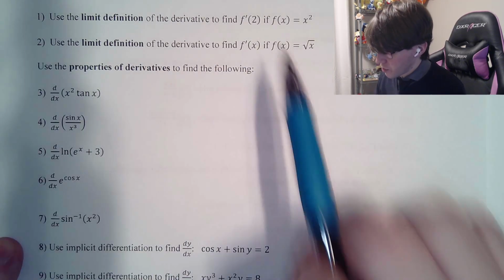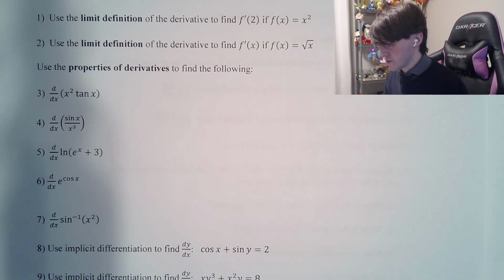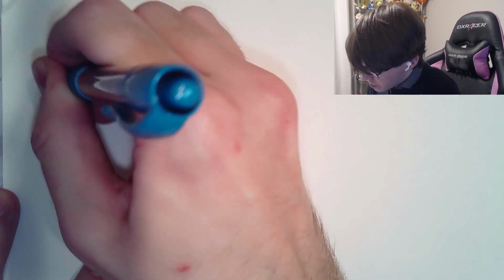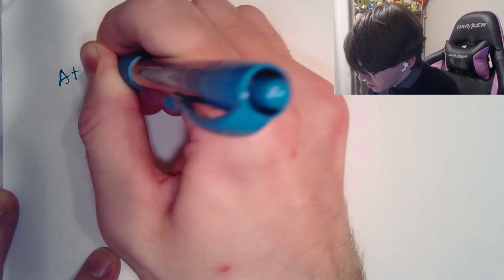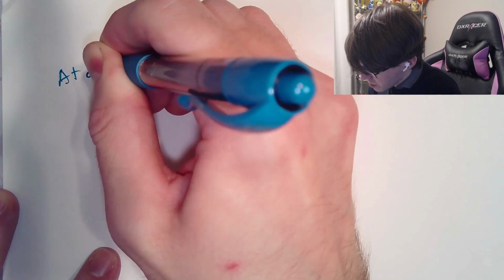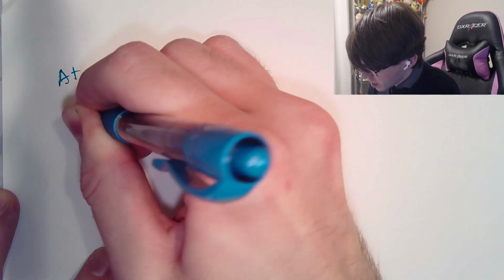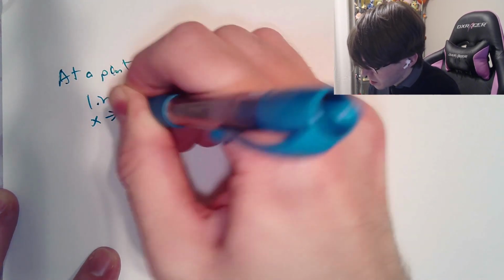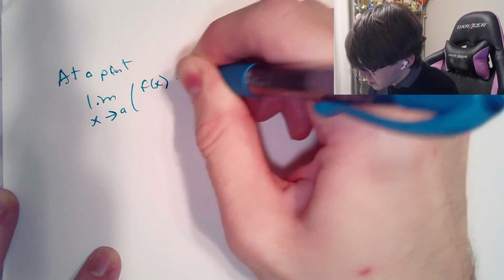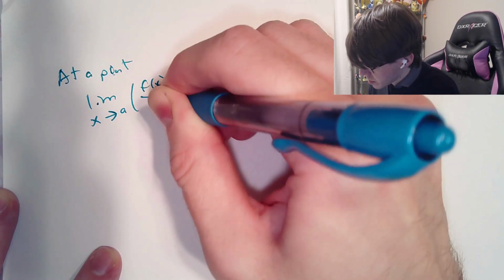So starting off with number one, using the limit definition of the derivative to find f prime of 2 if f of x equals x squared. Whenever you're doing the limit definition of the derivative at a point, so this is going to be at a point only, you are specifically going to be using the limit as x approaches a of f of x minus f of a over x minus a.